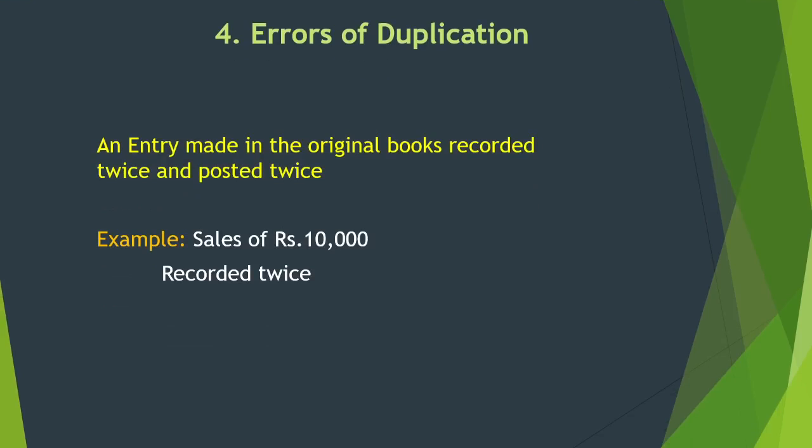And the last one, errors of duplication. As the name indicates, duplication means recording twice. If any entry made in the original books is recorded twice and posted once. For example, sales of rupees 10,000: the journal entry is recorded twice, and these journal entries are posted to the ledger account twice.